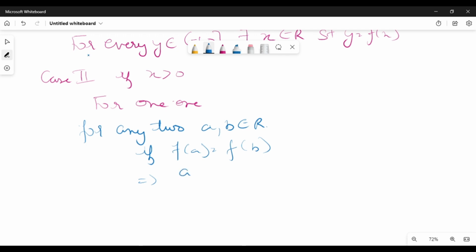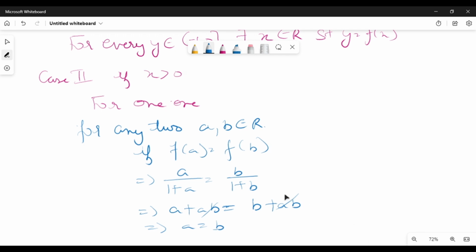So here the function will behave differently. It will be a over 1 plus a is equal to b over 1 plus b. Let us cross multiply it. What will I get? a plus ab is equal to b plus ab. Here again, ab will get cancelled out. So ultimately I will get a is equal to b. This proves that if images are equal, then elements are also equal. So it means I have proved that the function is 1-1.